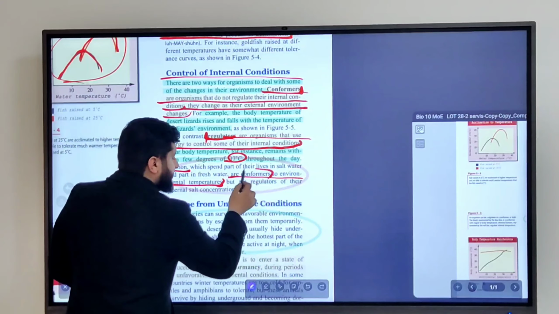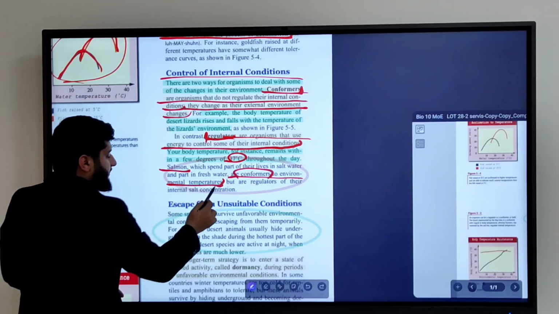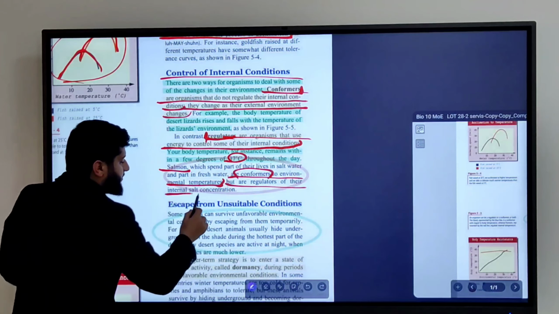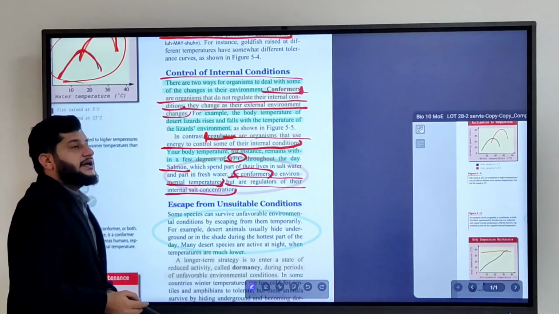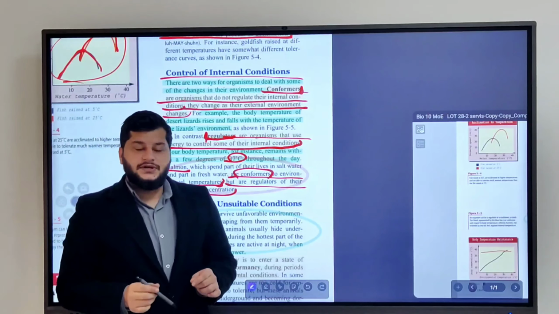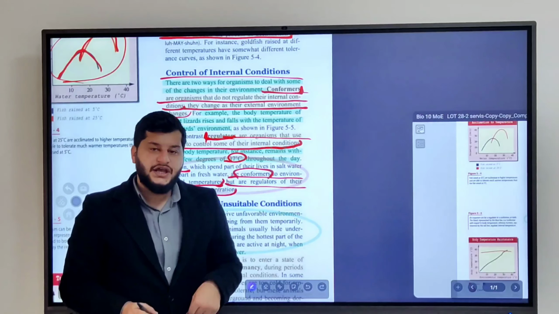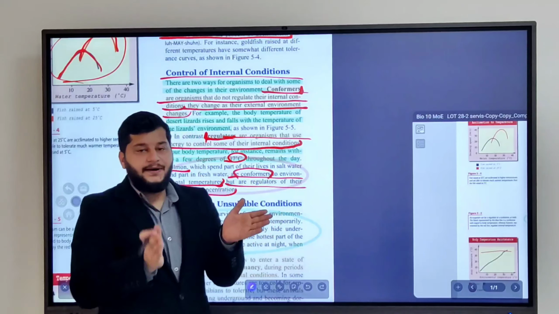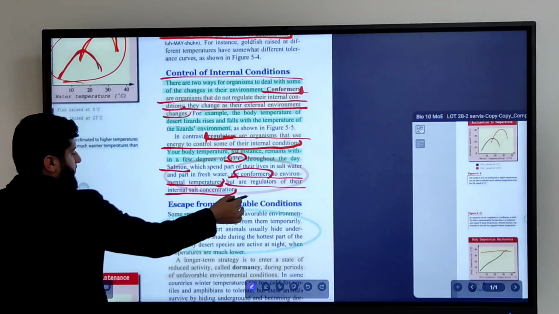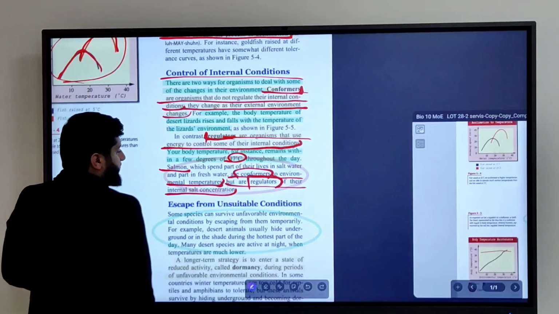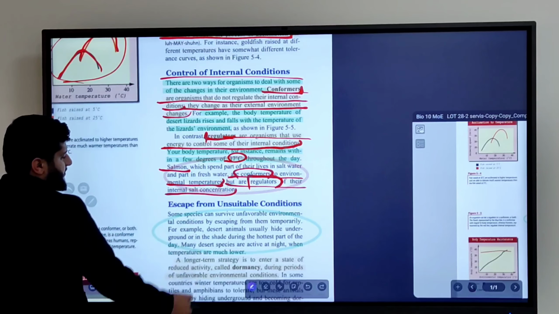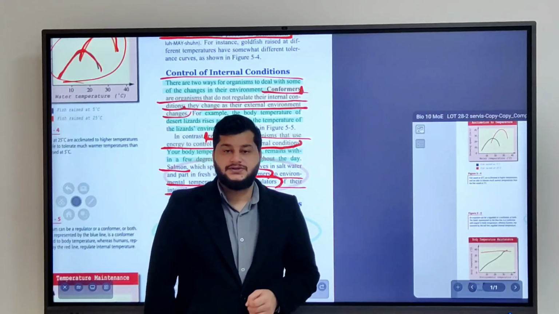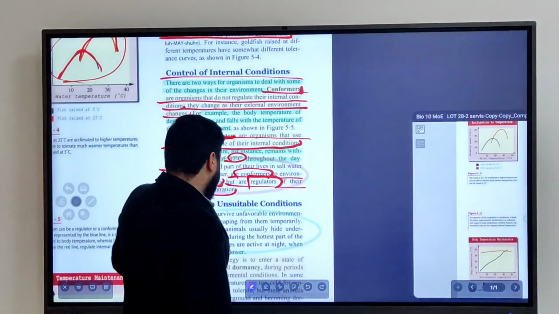So, they are conformers to the environmental temperature, but regulators of their internal salt concentration. If the salt concentration inside their bodies changes, they are going to use energy to restore the balance. So they are regulators of their internal salt concentration. They do not let the internal salt concentration change.